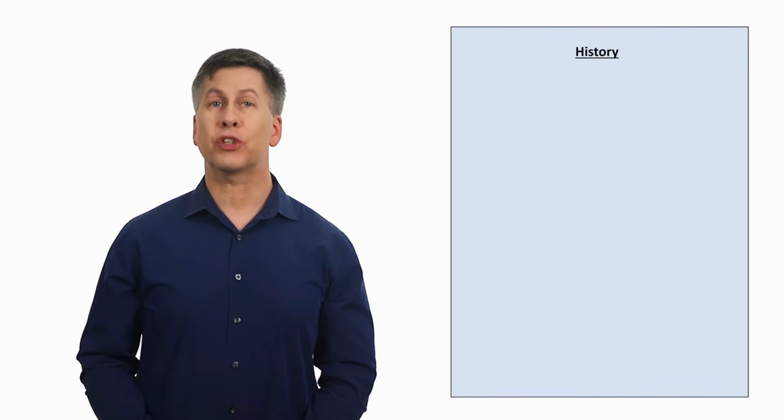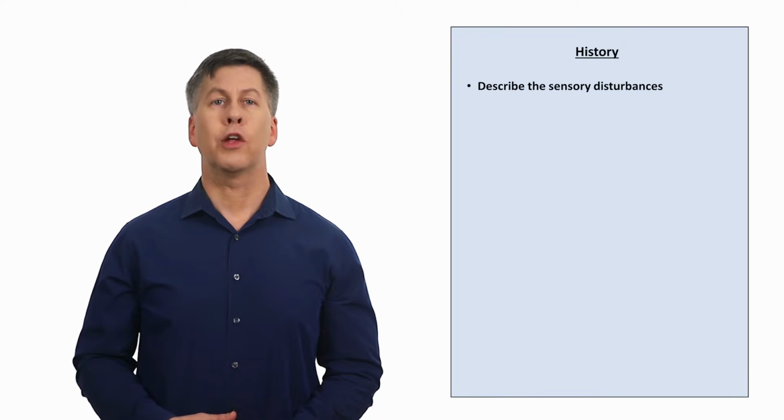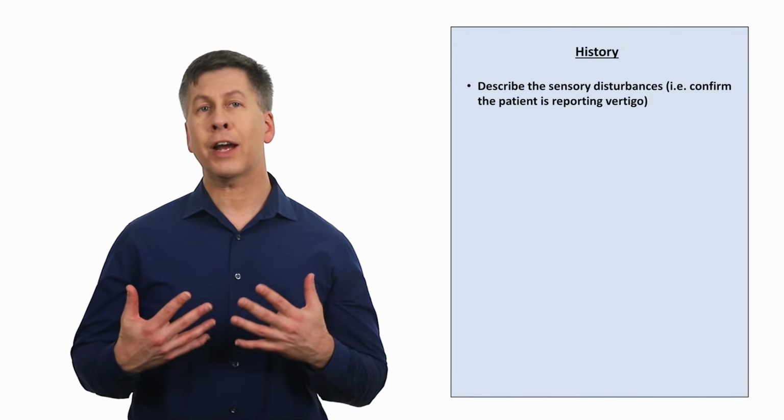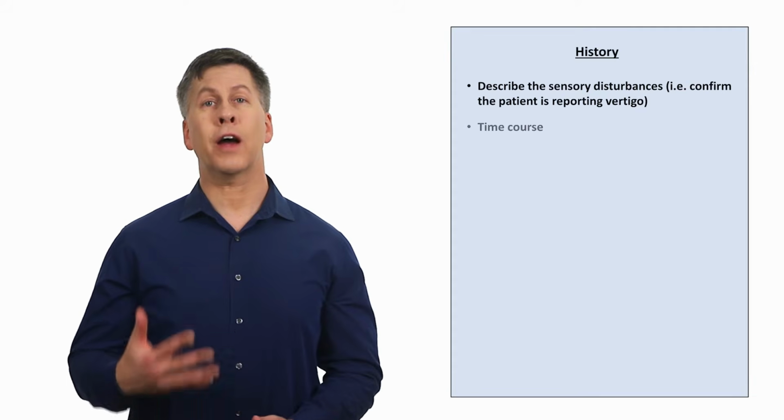One nice thing about the diagnostic workup for vertigo is that even more so than with the other symptoms I've discussed in this video series, the diagnosis can usually be made from symptoms and exam alone. Starting with the history, the first step is to have the patient describe the nature of the sensory disturbance that they are experiencing. That is, you want to confirm that the patient is reporting vertigo and not lightheadedness, disequilibrium, or other neurologic symptom. Next, consider the time course.